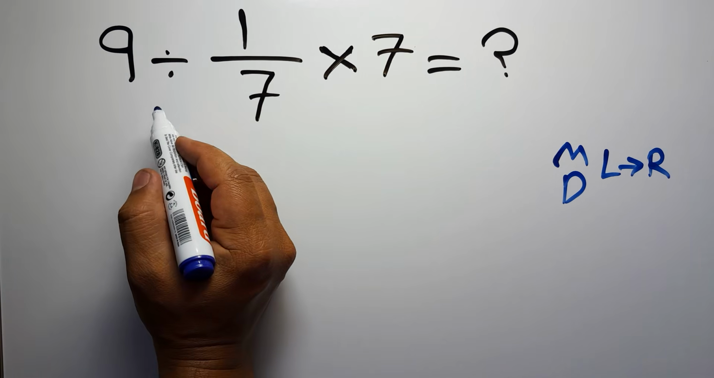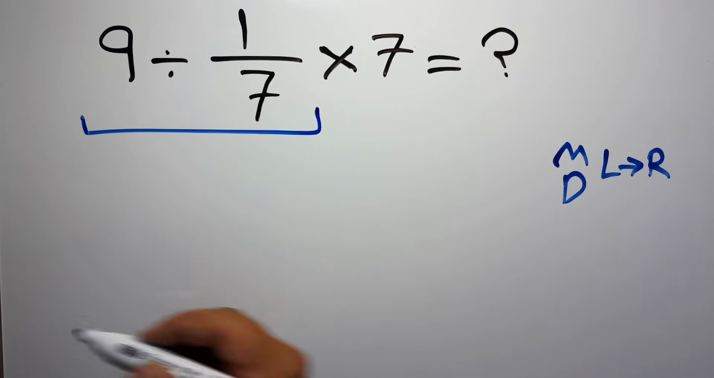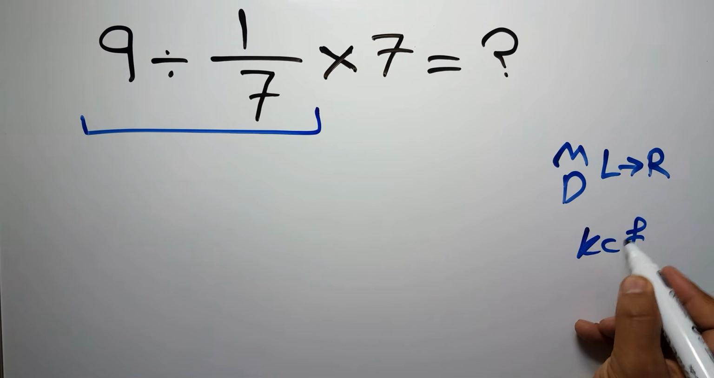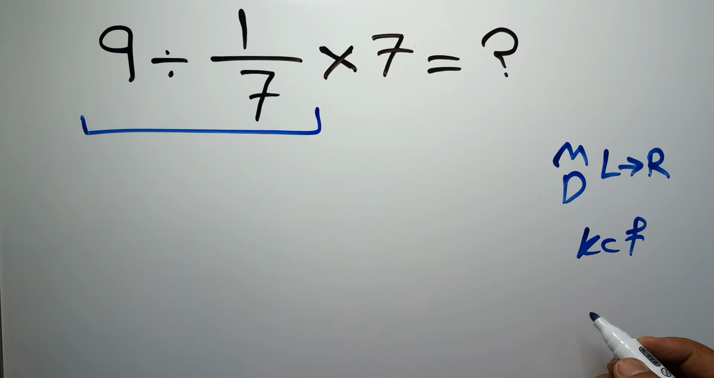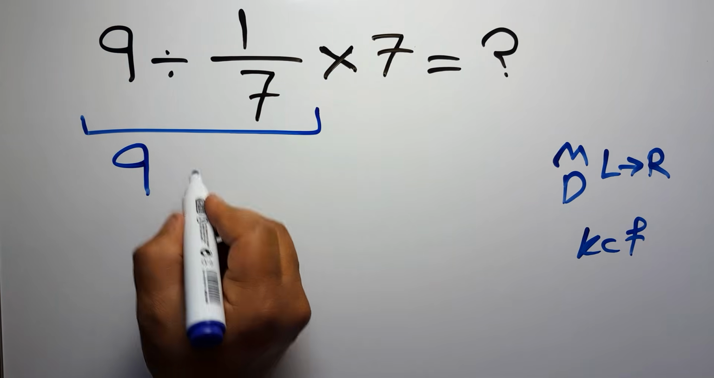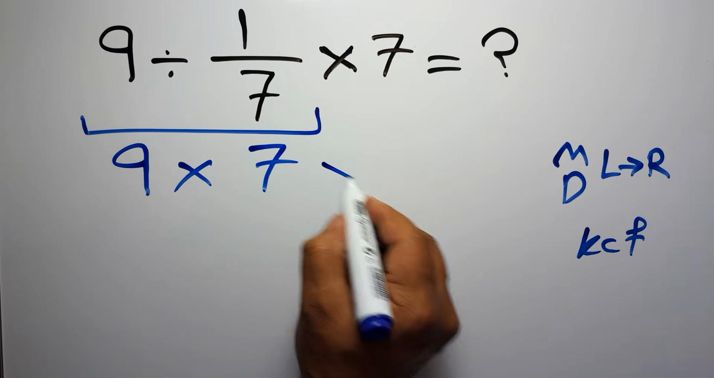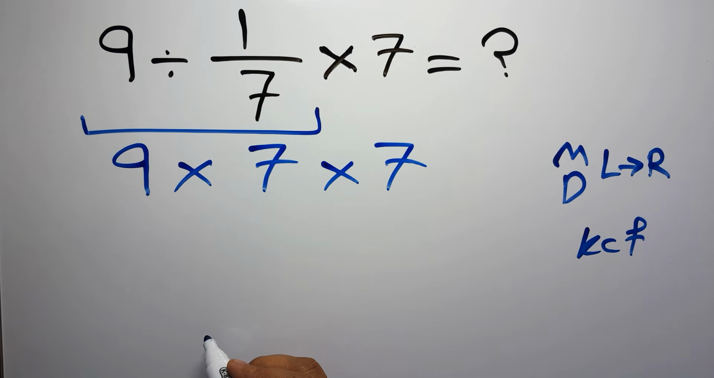So first we have to do this division. 9 divided by 1 over 7. According to the KCF rule, K stands for keep, C stands for change, and F stands for flip. We can write keep the first fraction, change division to multiplication, and flip the second fraction. And here we have times 7.